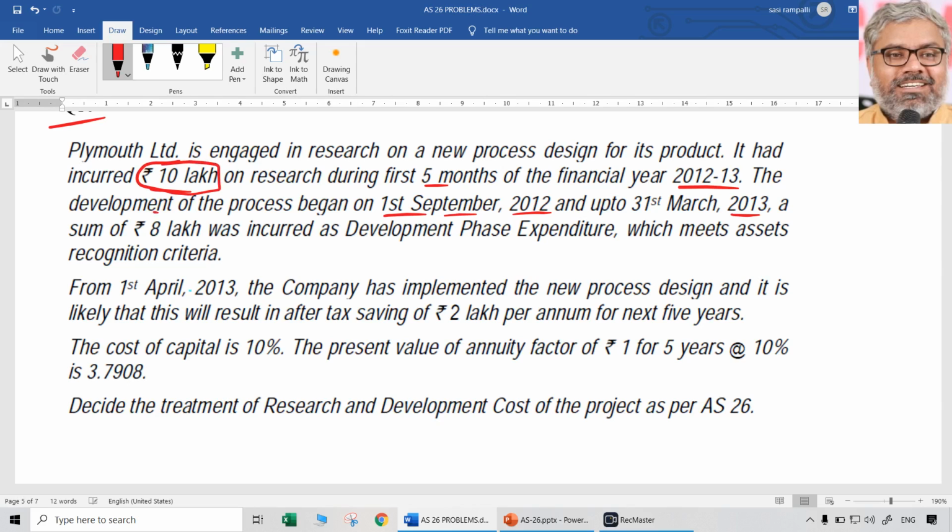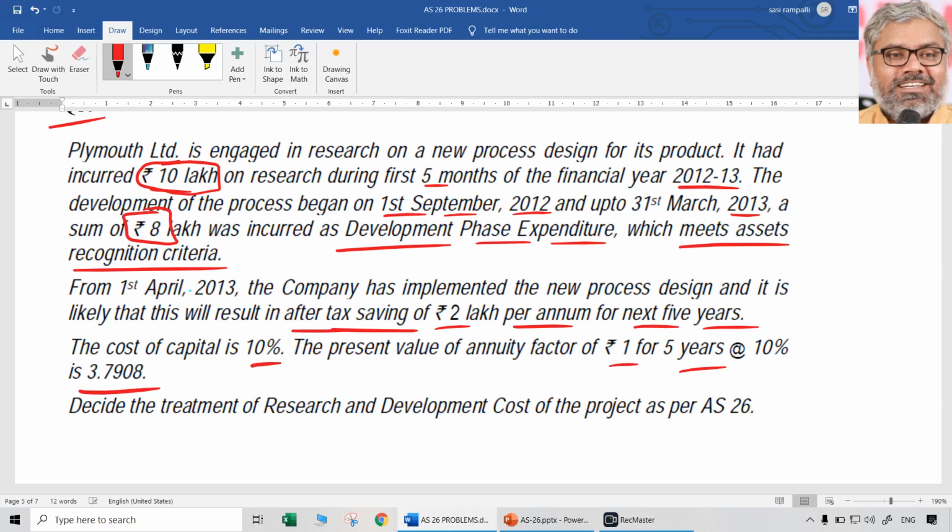A sum of 8 lakhs rupees has been incurred as development phase expenditure which meets the asset recognition criteria clearly given. And from 1st April 2013, the company has implemented a new process design and it is likely that it will result in an after-tax saving of 2 lakhs rupees per annum for the next 5 years. Cost of capital is 10% and present value of annuity factor of 1 rupee for 5 years at the rate of 10% is already given. Decide the treatment of research and development cost project as per AS26.